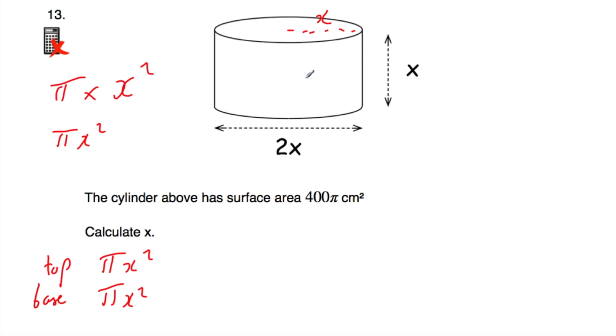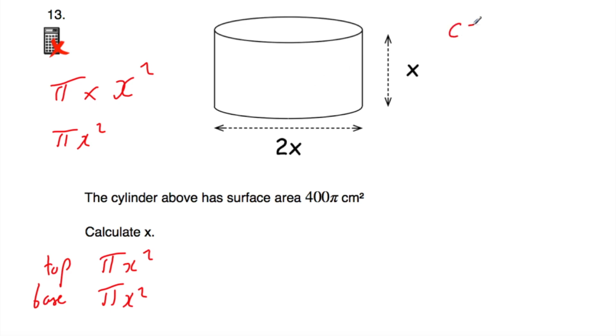And then we need to find the area of the curved face going around the outside of that cylinder. Remember, if you were to cut that vertically and roll it out flat, you would have a rectangle, and the circumference of that circle would be the length of the rectangle. So we're going to get the circumference of the circle by doing pi times diameter, and then we'll times it by x, the height of the cylinder, and that'll give you the area of that curved face.